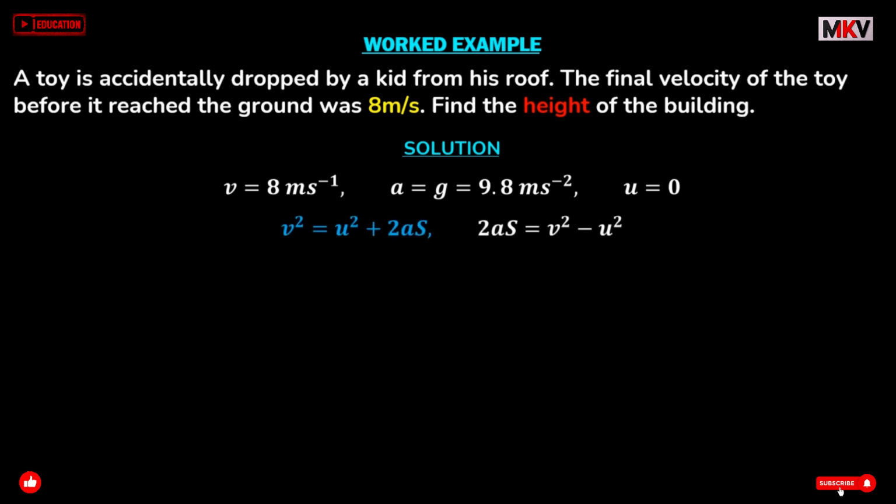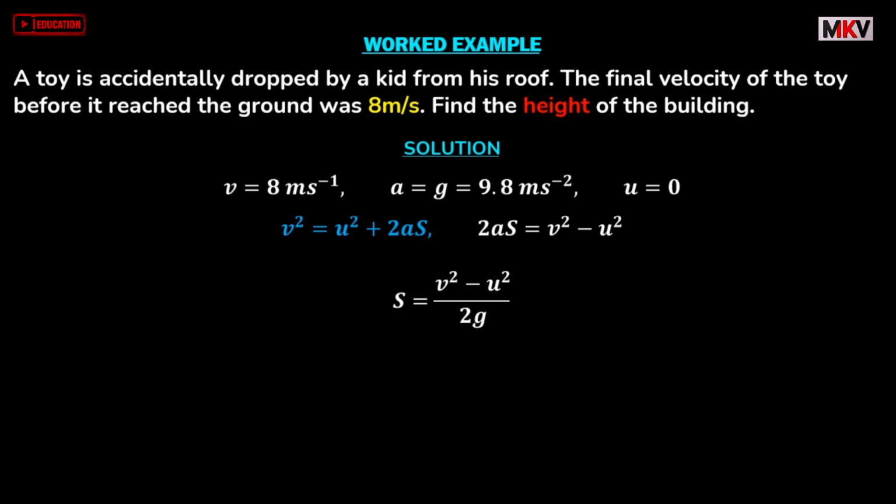So V squared equals U squared plus 2AS. And we are looking for distance, S. So change of subject comes in here. So what we will do is we will move U squared to the other side of the equation, which becomes V squared minus U squared. Then the other side becomes 2AS. We are looking for distance, which is S. So we divide through by 2A. Therefore, we are having S equal to V squared minus U squared all over 2A. So our A here changes to G, which is the acceleration due to gravity, as we discussed earlier.